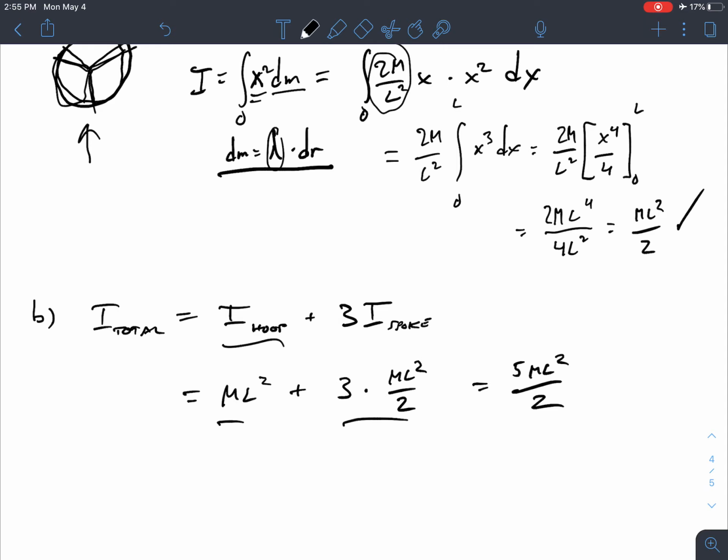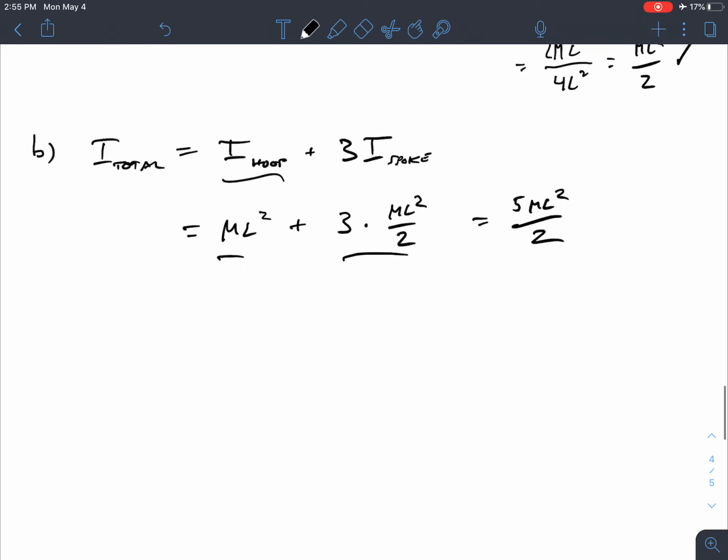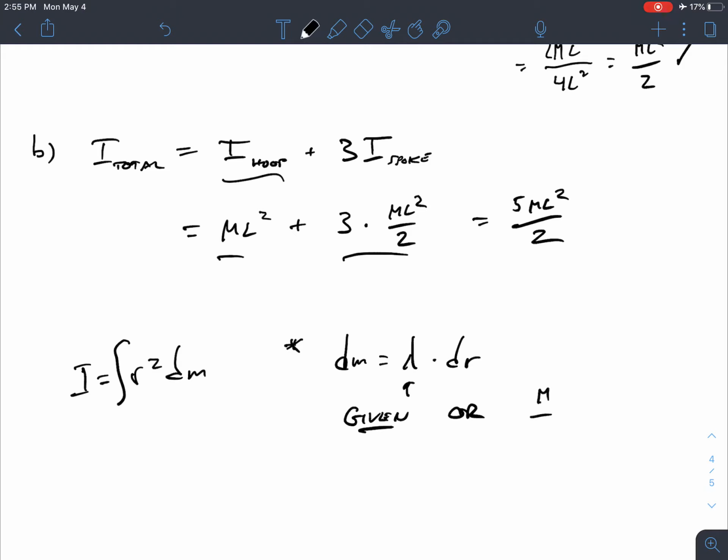All right, so I think the key thing to have in your notes next to this is to have a little star or whatever that tells you that dm is equal to linear mass density times dr. And this is either given or it's just M over L for a rod. All right, there you go, new stuff.